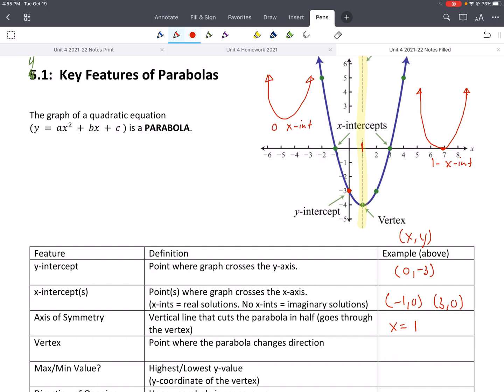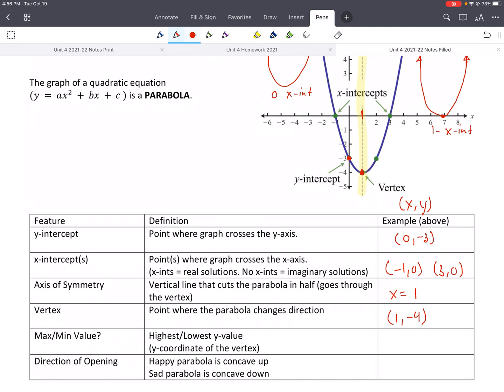All right, next we have the vertex. The vertex is the turning point of the parabola. As you go left to right, this parabola goes down, down, down, down, until it gets to the vertex, and then it starts going back up. So that is what I'm saying when I say it has a turning point. That is that special point, the vertex, and that's going to be very important as we go along. So the vertex here is going to be 1, -4.